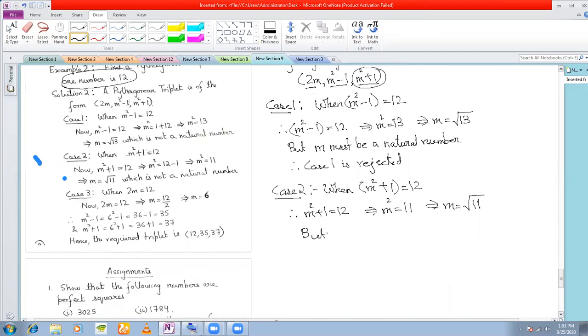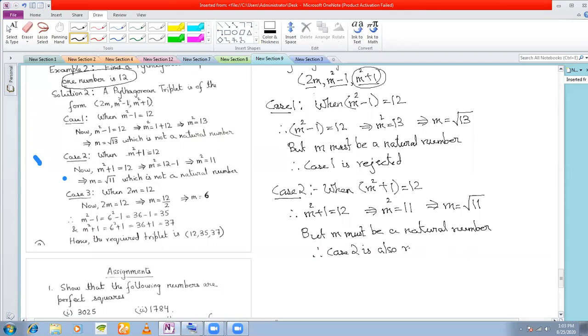But m must be a natural number. Therefore, case 2 is also rejected.